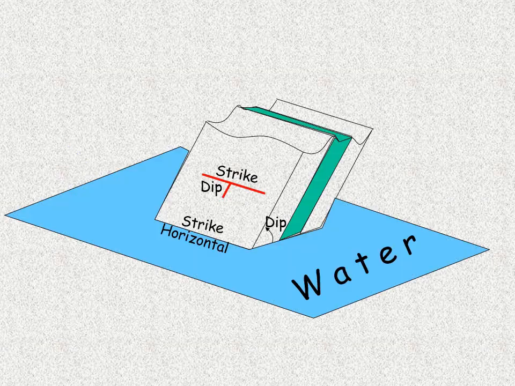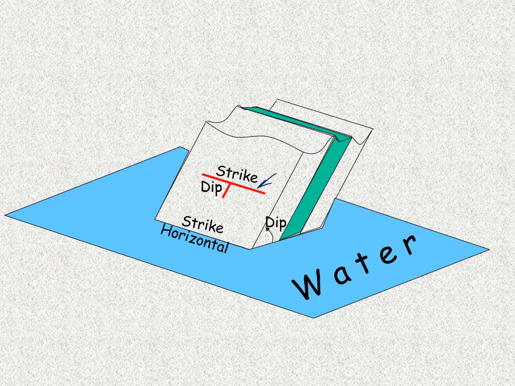Here's another illustration that shows the concept of strike. Again, you have a body of water and that is horizontal. So when a rock is immersed in the water, the line that water makes on the rock, this line right here, is a horizontal line. So if you can find the direction of that line, then that's the strike. So that's why we consider this line as a strike.